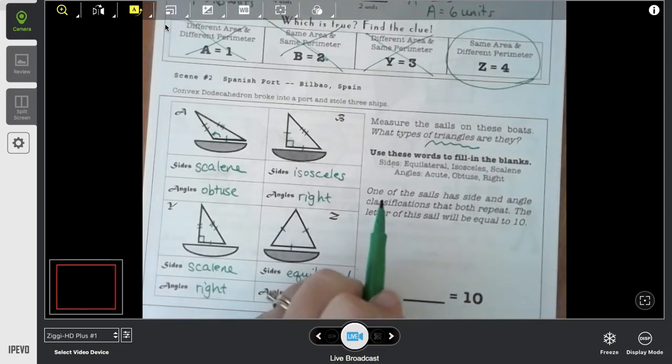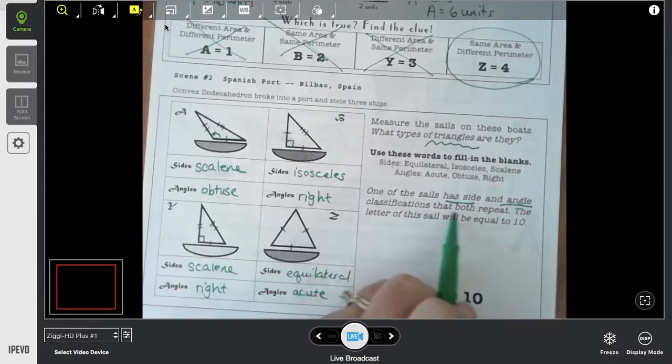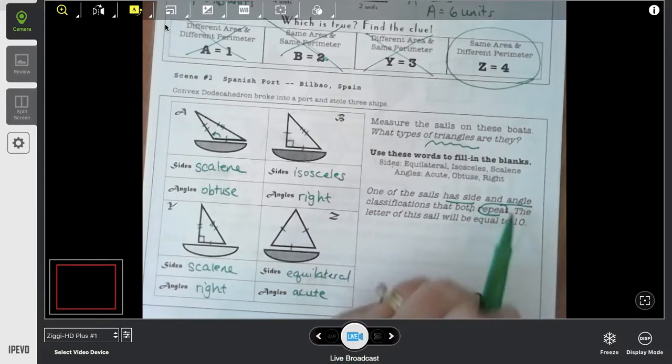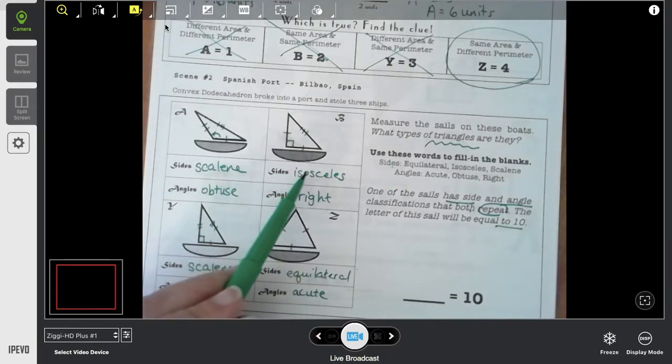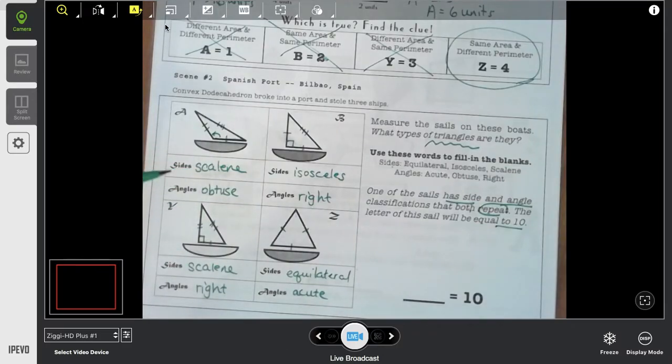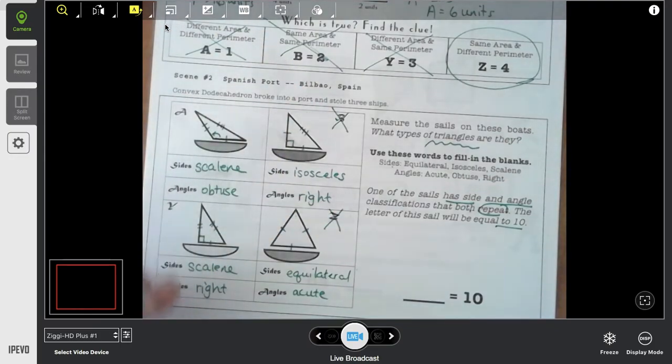So the question says, one of the sails has side and angle classifications that both repeat. So it's on there more than once. The letter of that sail will be equal to 10. Okay, so which ones of these sides repeat? Scalene, isosceles, scalene, equilateral. The only ones that repeat are scalene. So we're going to take these 2 out of the equation. It can't be B and it can't be Z because sides don't repeat. What about the angles? Obtuse, right, right, acute.